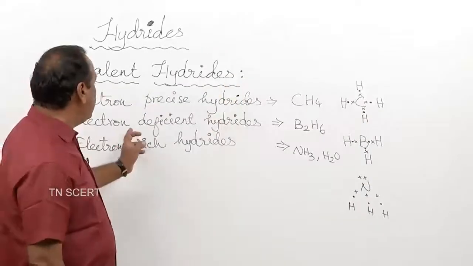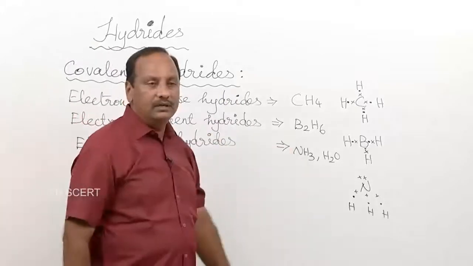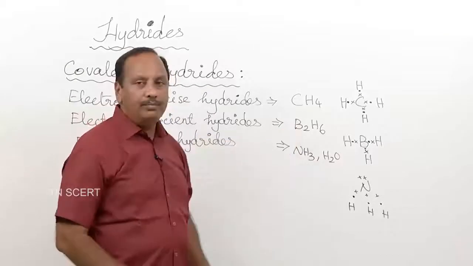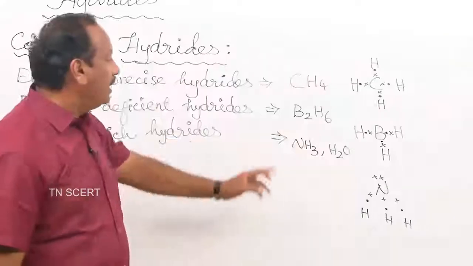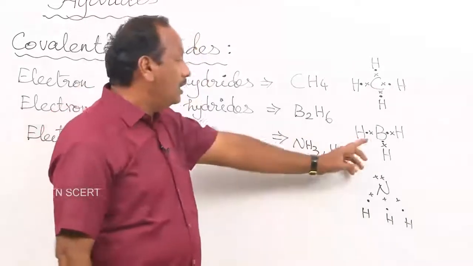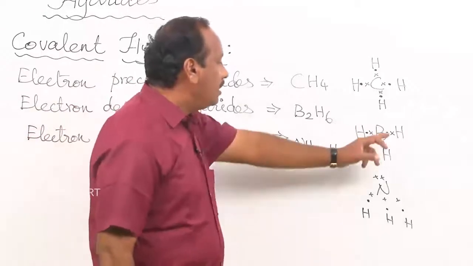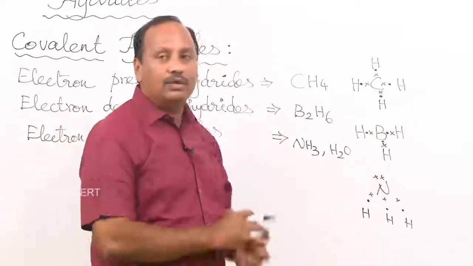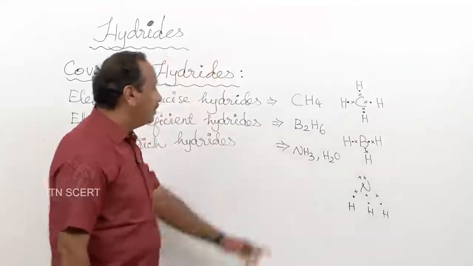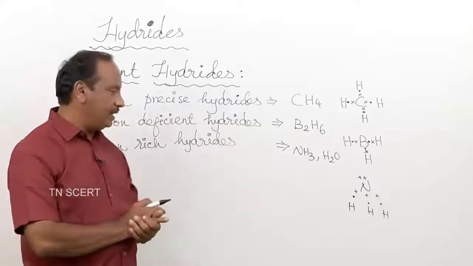The next hydride, electron deficient hydride. What is the example for that? Diborane. What is the formula? B2H6. It is the dimeric form of BH3, boron trihydride. In boron trihydride, there are 6 electrons around the boron atom. It is electron deficient. Therefore, diborane is an example for an electron deficient hydride.